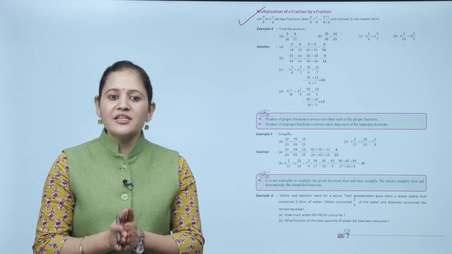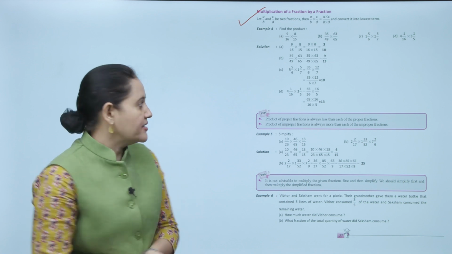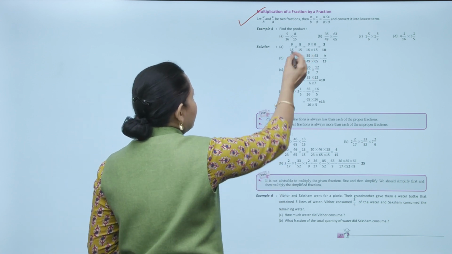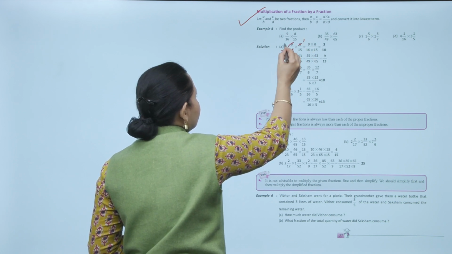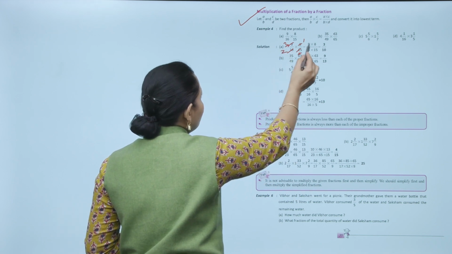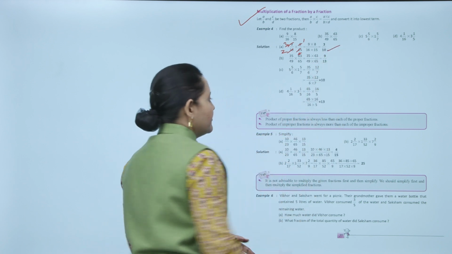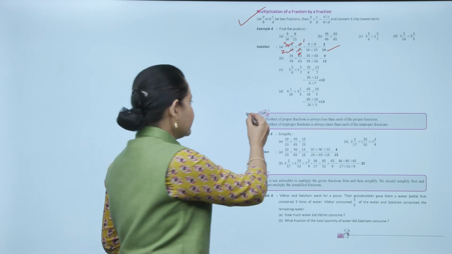Take an example. Find the product of 9 upon 16 multiplied by 8 upon 15. 9 by 16 multiply 8 upon 15. 3 3s are 9, 5. So 3 into 1, 3, 5 into 2, 10. 3 by 10 will be our answer. Clear? Next, some tips are given.